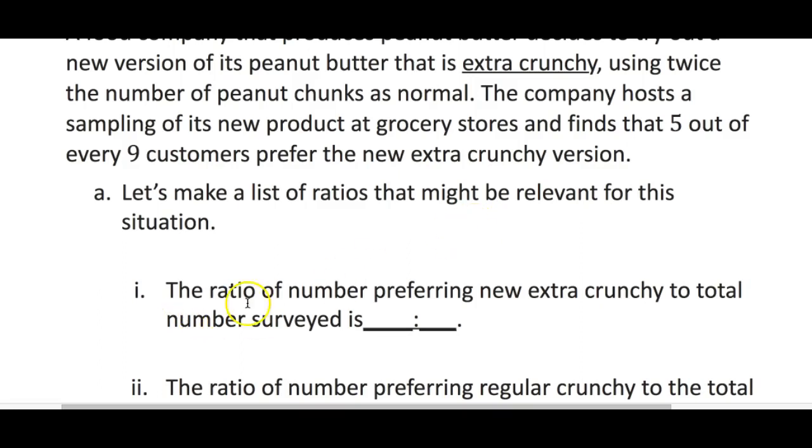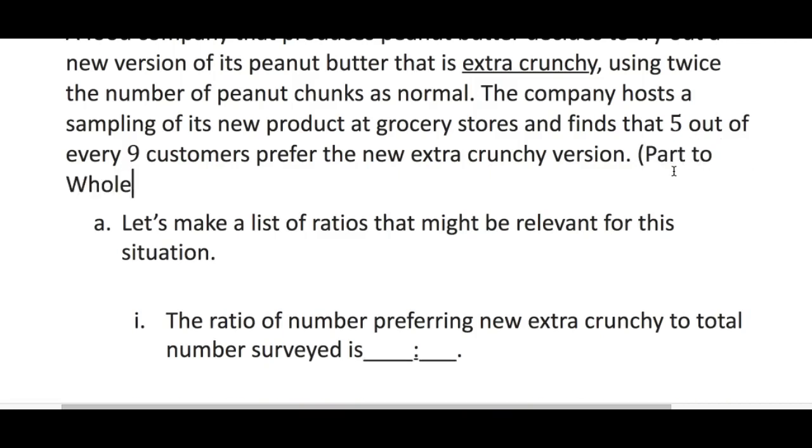The ratio of number preferring new extra crunchy to total number surveyed is, well, before we do that, we have to think about what we are talking about when we say the total number surveyed. Let's go back to our ratio. 5 out of every 9 customers. Do you remember, I believe it was in the last lesson or the lesson before, when we talked about the different types of ratios, where they are part to part or part to whole? This one is a part to whole. So I'm going to put that over here.